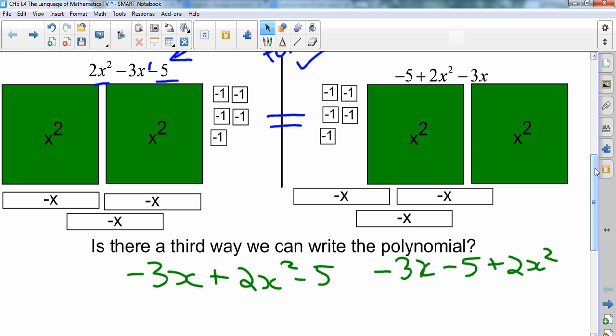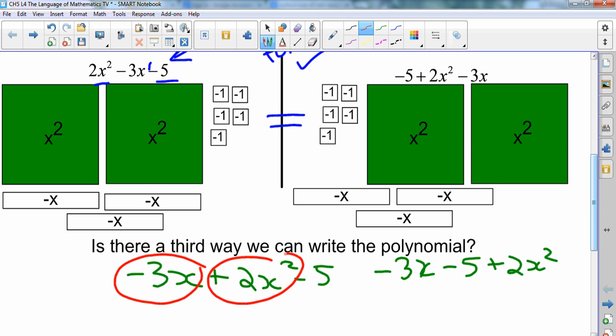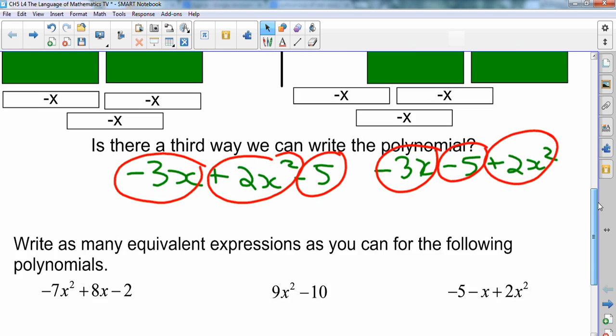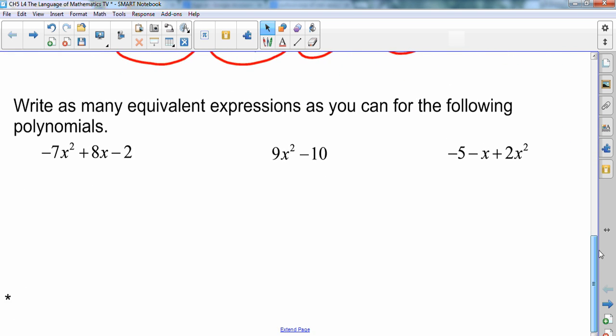What I want you to keep in mind, though, is that the sign is following the term. Whatever is negative and whatever is positive isn't switching. The x squared is always staying positive, and the x and the constant are always staying negative. So then we could write equivalent expressions for these terms as well.